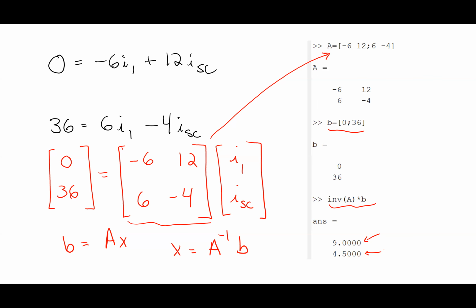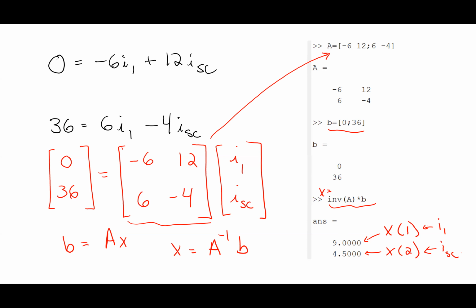So if I wanted to access this, let's say I called this X, right? I didn't in my example. Let's say I called it X. X equals inverse A times B. This would be, if I wanted to access the number, X of 1, and this one would be X of 2. But the important thing is this is I1, and this is ISC, right there.